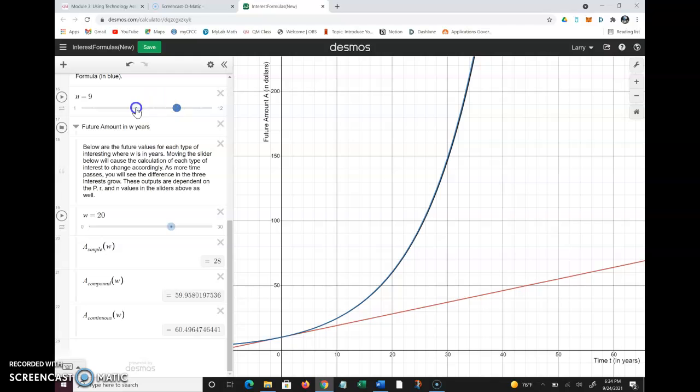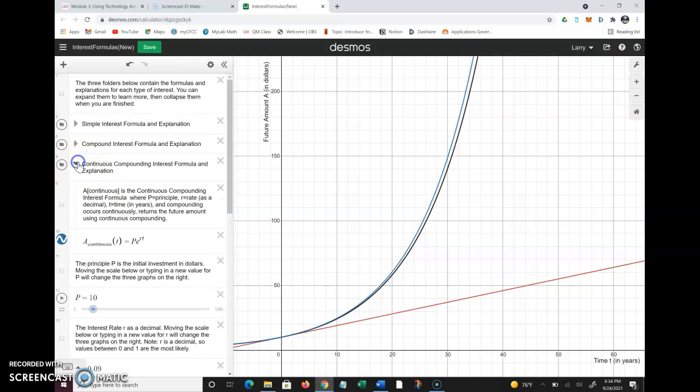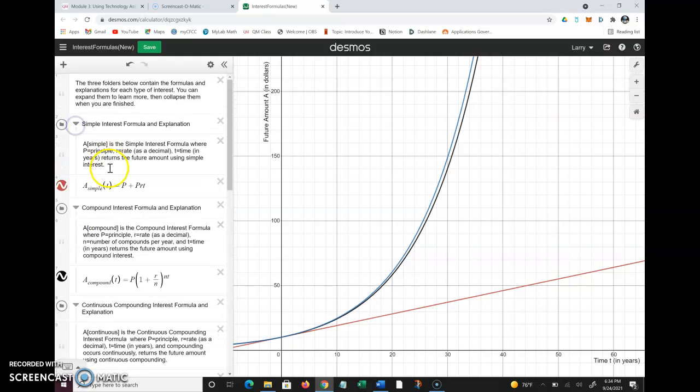So this is a great tool to show students how these work. I'm just going to scroll back up and show you the equations as a reminder. Here are my 3 equations. It's supposed to be in terms of just time, but I really have 4 variables or 4 inputs here: the principal, the rate, the number of compounds, and time.